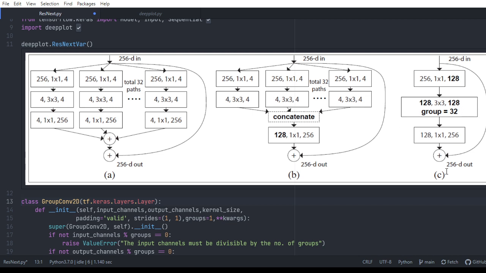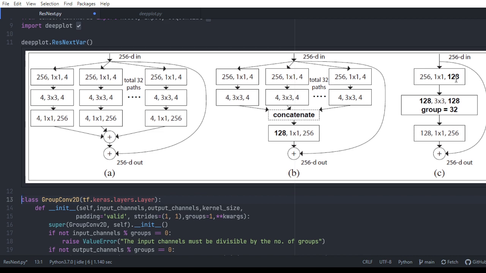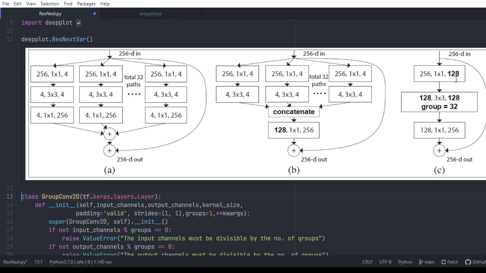So basically we will be implementing architecture C that we see here below in our diagram. What we'll be doing is the residual block first passes through a 1x1 convolution of 128 filters, that is from 256 filters, then the output is 128. Then the 128 filters will be split into 32. That is the cardinality. The cardinality now is 32, which is 32 groupings.